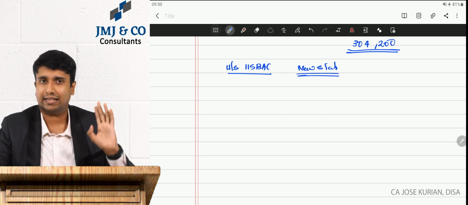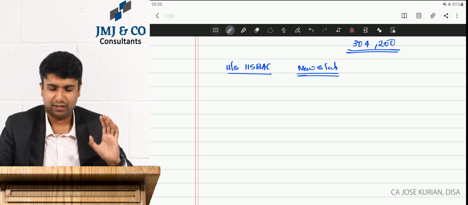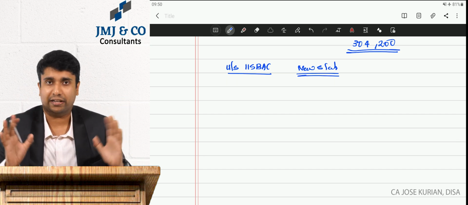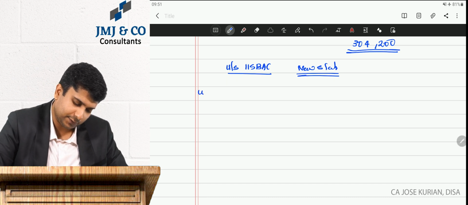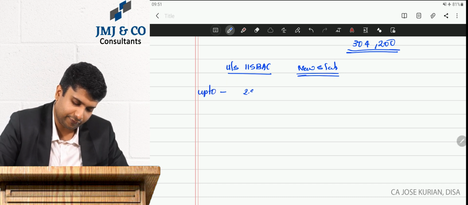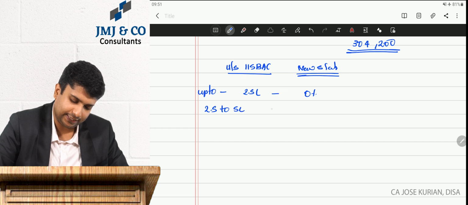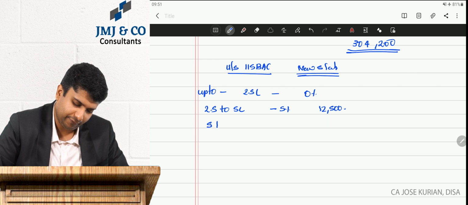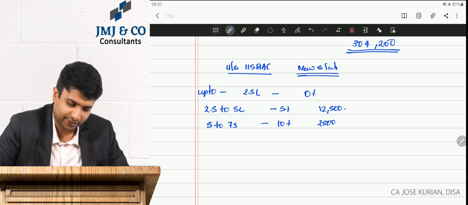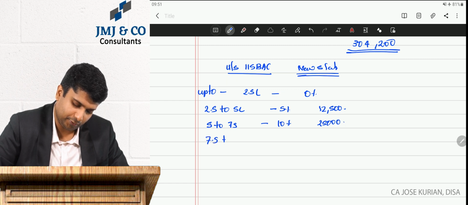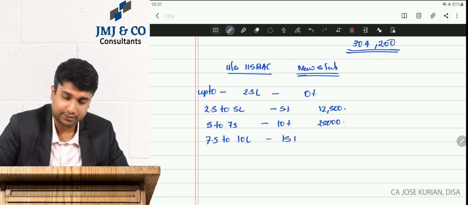Definitely there will be only one taxable income, that is gift from friends, so those conditions have no other relevance. Alright. So as per the new slab rate, up to 2,50,000, the rate is 0%. Then from 2.5 to 5 lakh, the rate is 5%, that is 12,500. Then 5 to 7.5, the rate is 10%, that would be 25,000 rupees. Then from 7.5 to 10 lakh, the rate is 15%, that would be 37,500.